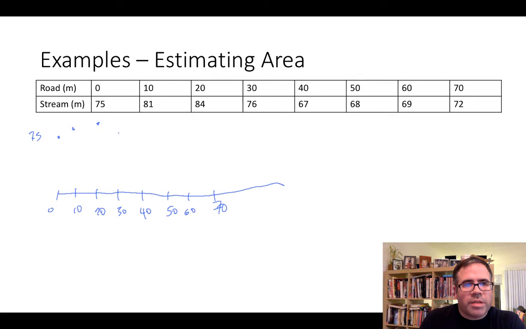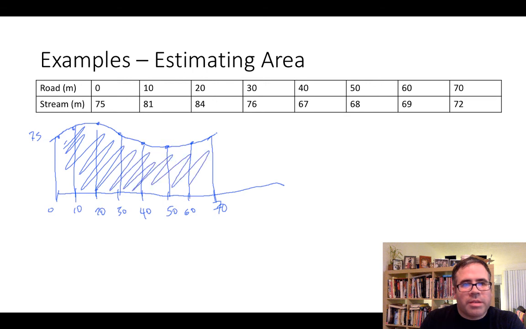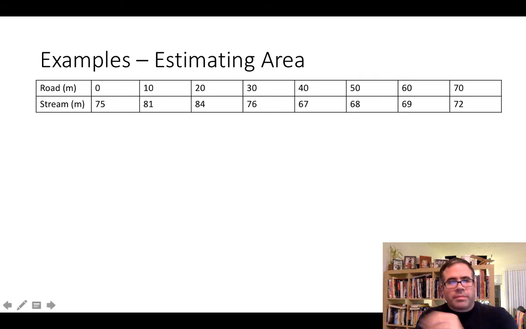So it starts at 75 and goes up some. I'm not going to be too careful about the scale here. Goes down some, and then kind of finishes there. So this is approximately what our stream is. And we are measuring each here, to try to find this area between the road and the stream. And we can estimate it again using a left sum and a right sum.